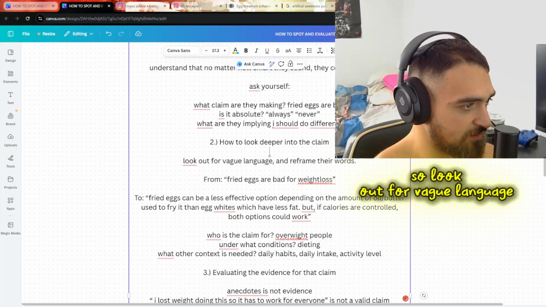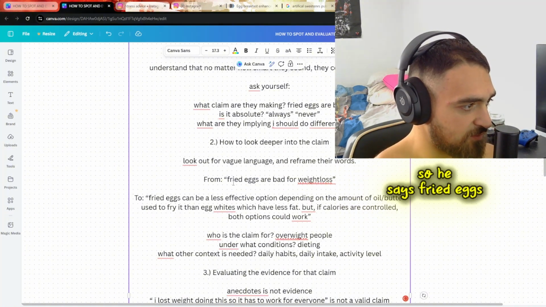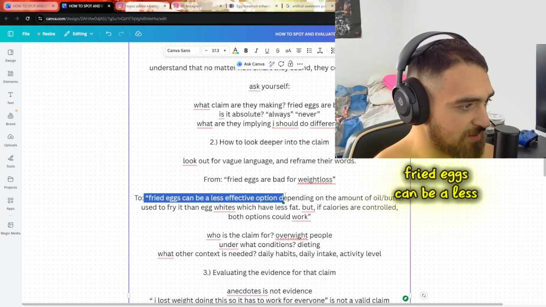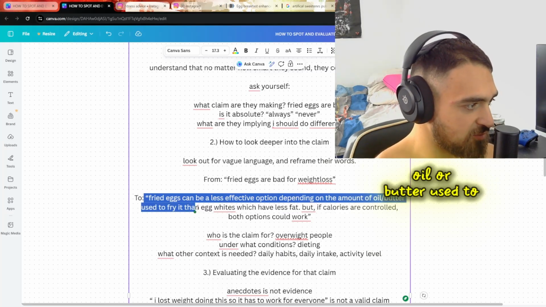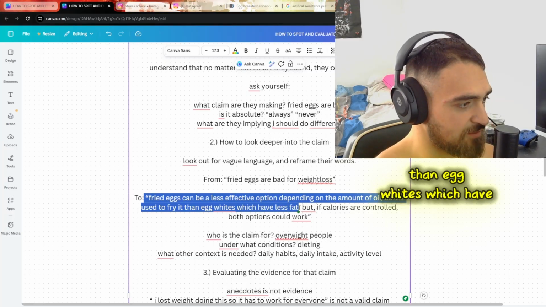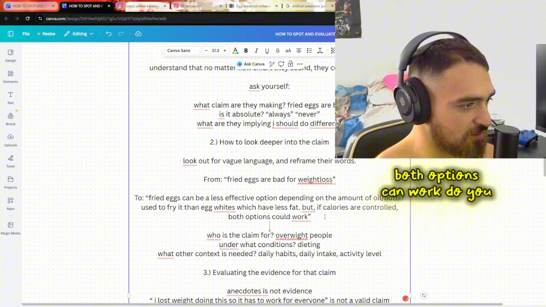So look out for vague language and reframe their words in your own mind. So he says fried eggs are bad for weight loss, but let's reframe that to: fried eggs can be a less effective option than egg whites, depending on the amount of oil or butter used to fry them, since egg whites have less fat in them. But if calories are controlled, both options can work.